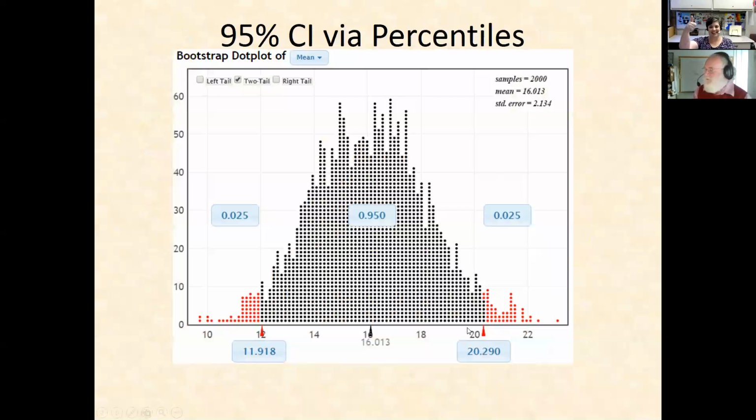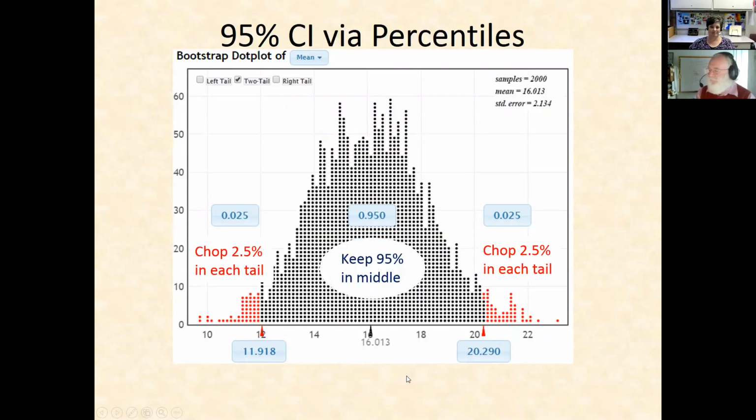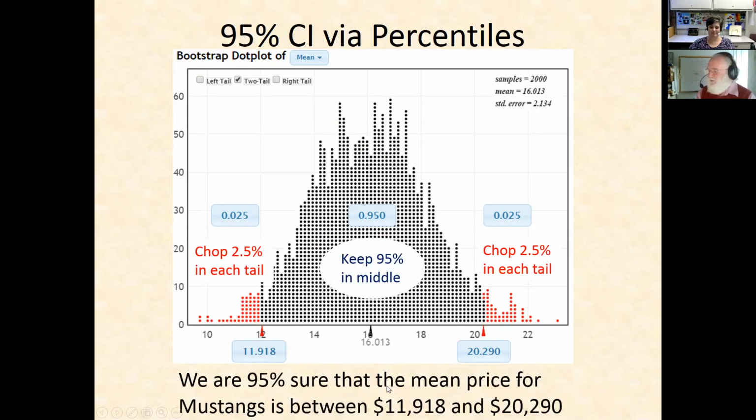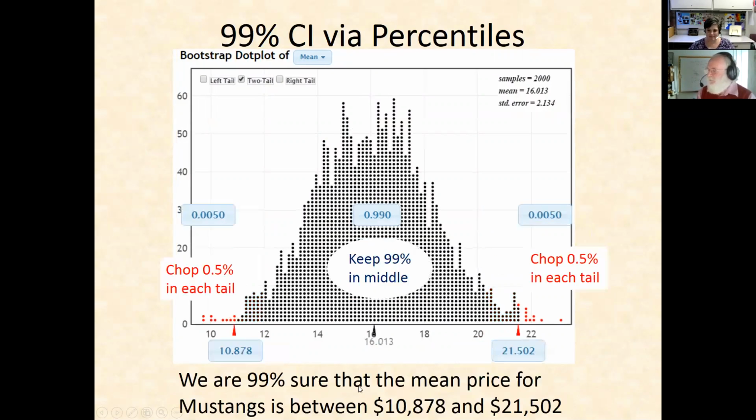Okay, so just a quick reminder here. So there's the 95% interval. Keep 95% middle, chop 2.5% off each tail. And of course, the usual interpretation for that. And then if we go to 99%, chop 0.5% off of each tail. And we get a wider interval that way.